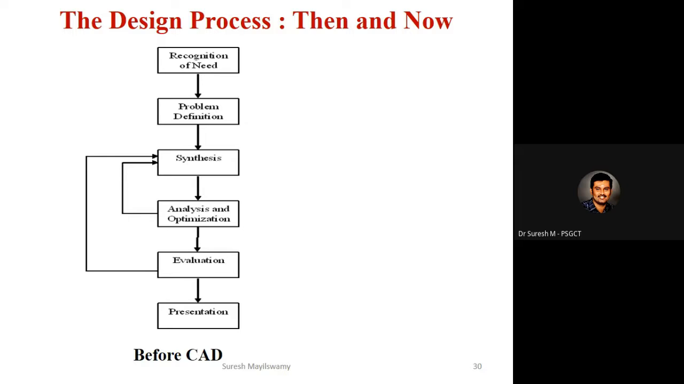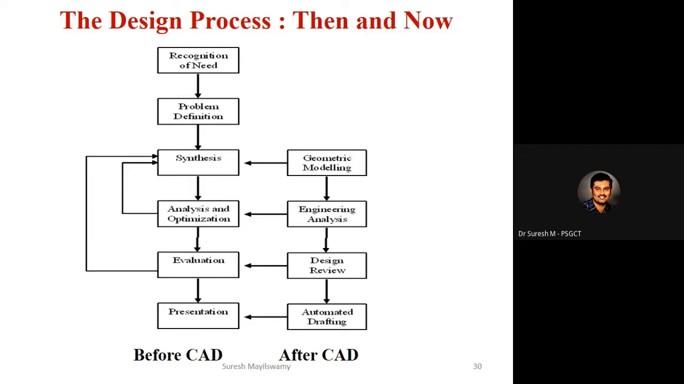The same engineering analysis software is used here for the evaluation stage. And then in the presentation stage, we can use CAD software to automate the drafting and to generate 2D and 3D modeling. So this is before CAD. After introducing CAD, geometric modeling, engineering analysis, design review, and automated drafting are introduced.